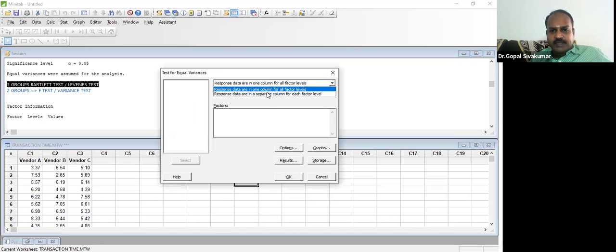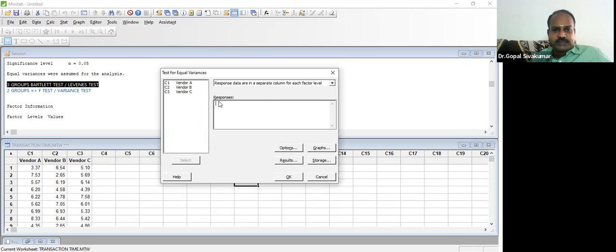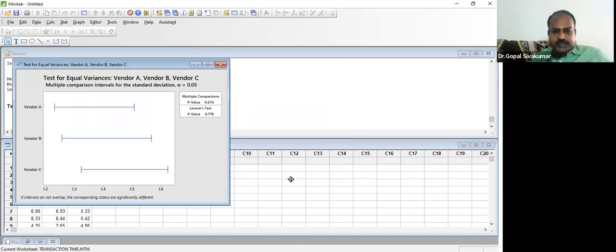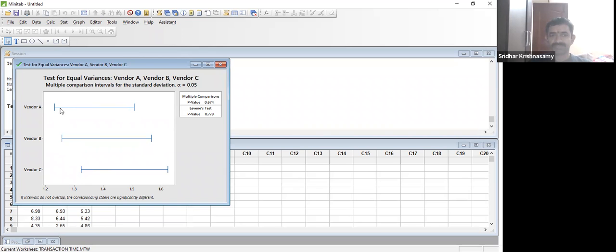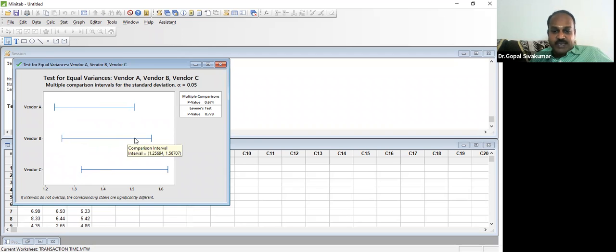Now, data in separate columns. You select that. And where is the data? 1, 2, 3. Select. Give OK. Now, the variance test is conducted. Vendor A varies from this value to this value. Vendor B, this value to this value. Vendor C, this value to this value. Can you see some overlapping here? Vendor A is overlapping with vendor B from this point till this point. Vendor A is overlapping with vendor C from this point till this point.